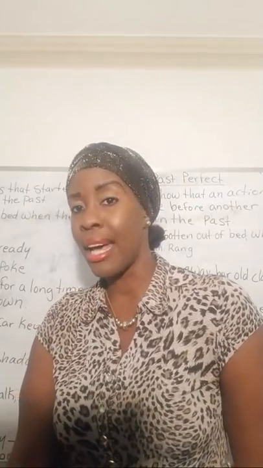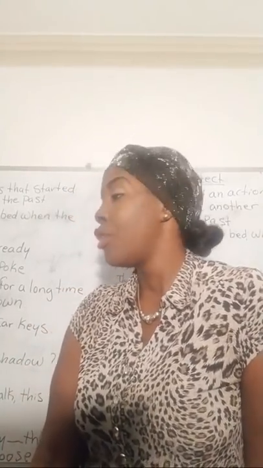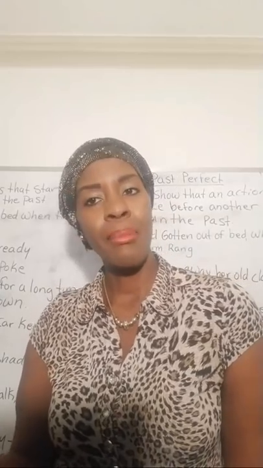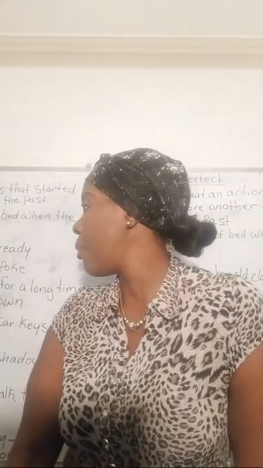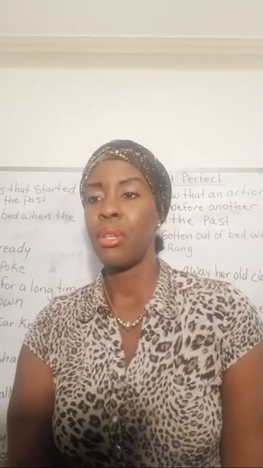Number two, she has blank me for a long time. She has knew me for a long time, or she has know me for a long time, or she has known me for a long time. I'm gonna repeat myself. Number one, she has knew me for a long time. Number two, she has know me for a long time. Or three, she has known me for a long time.